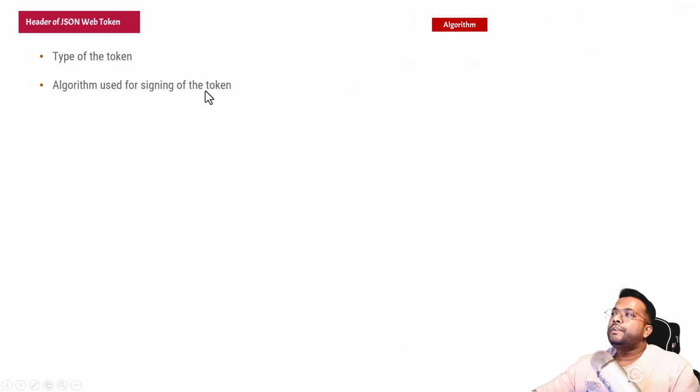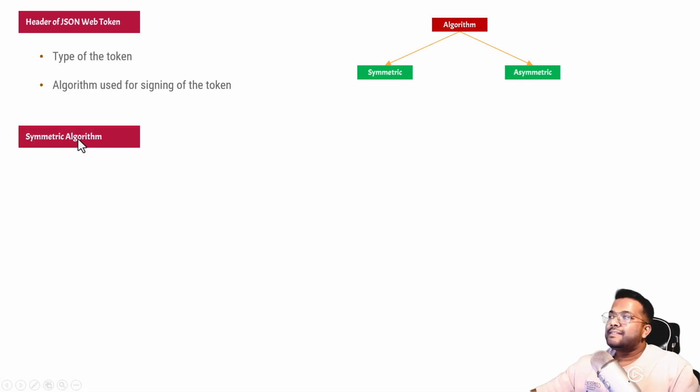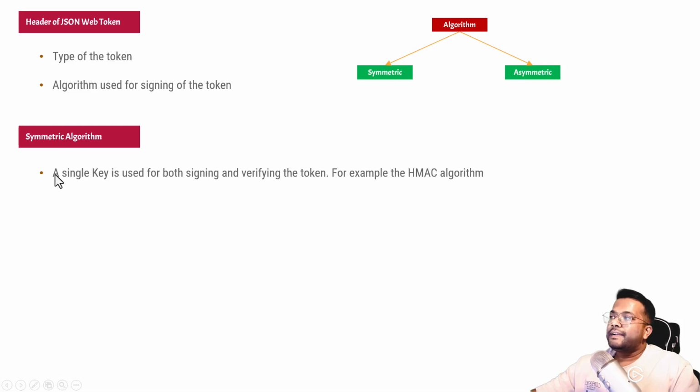Generally in the JWT world, there are two types of algorithm being used, that is symmetric algorithm and asymmetric algorithm. So let's see what is symmetric algorithm. In symmetric algorithm, a single key is used for both signing and verifying the token. For example, HMAC algorithm. So you have a header, you have a payload, and then you need to sign that token so that other people can use it and verify it. In the symmetric algorithm, a single key is used for both signing and verifying the token. It is less secure because the same key is being used for both signing and verifying the token.